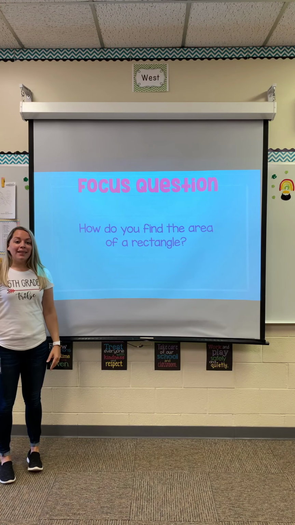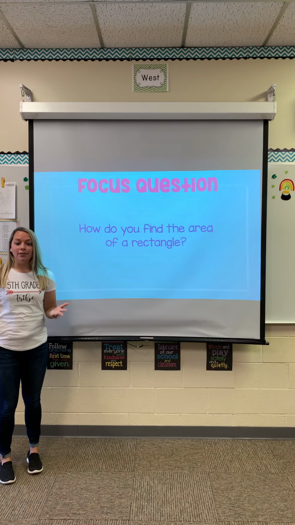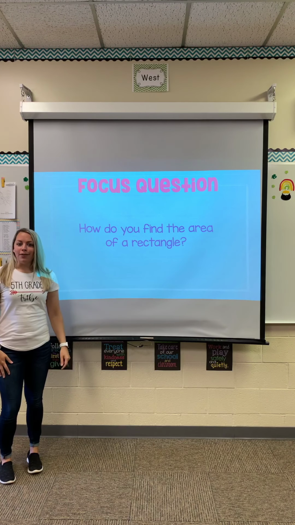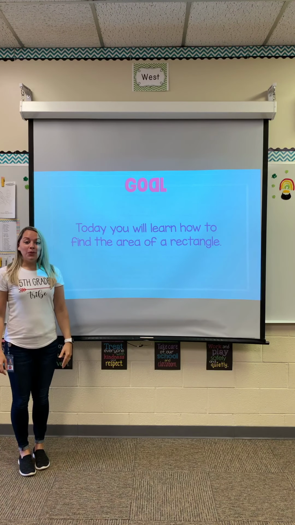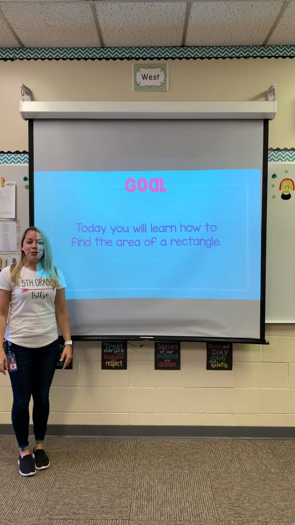For today's math lesson, we are going to focus on finding the area of a rectangle. So the question for today is, how do you find the area of a rectangle? Our goal for this math lesson is that you will learn how to find the area of a rectangle.